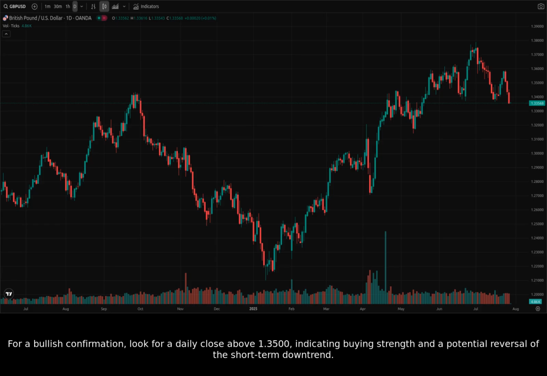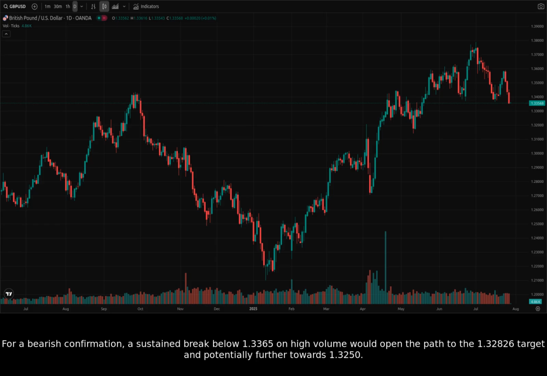For a bullish confirmation, look for a daily close above 1.3500, indicating buying strength and a potential reversal of the short-term downtrend. For a bearish confirmation, a sustained break below 1.3365 on high volume would open the path to the 1.32826 target and potentially further towards 1.3250.